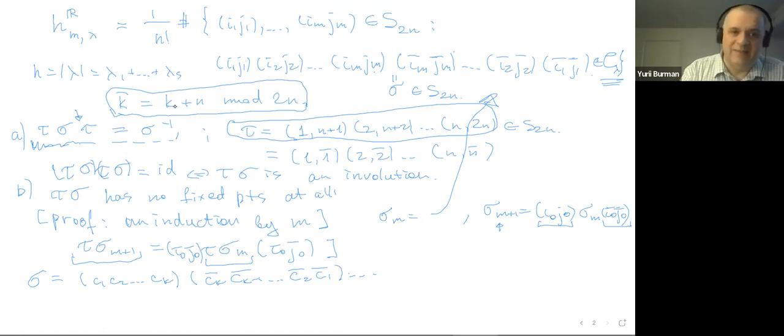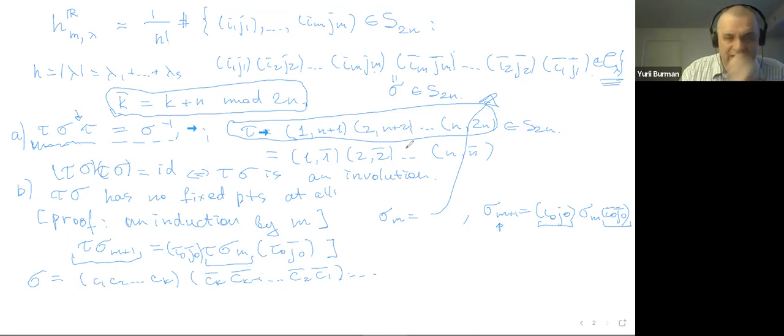It's some exercise to prove this, but it's very easy. Yeah, I and I bar are never in the same cycle. They're in paired cycles, so to say.